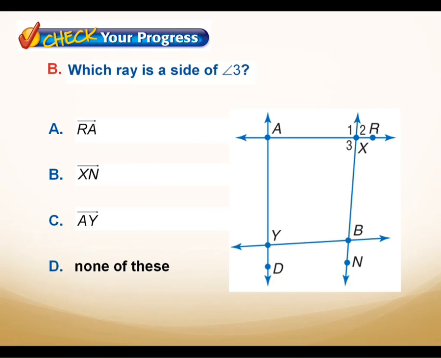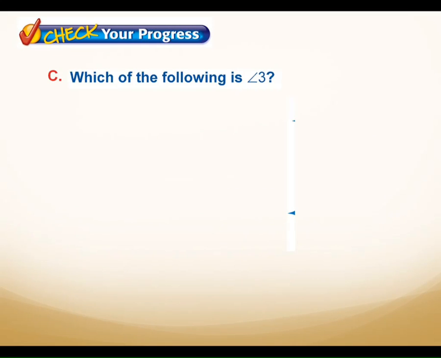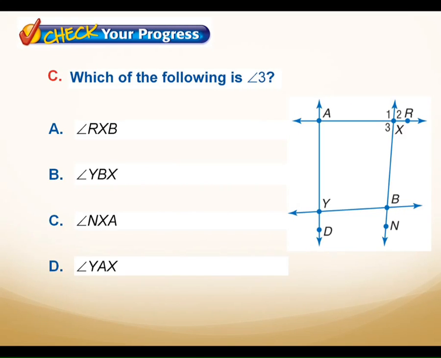Just like before, which ray is a side of angle 3? Here we would call it XN because that's this ray right here. Sorry, Carson. The reason we wouldn't call it RA is because RA goes from here to here. That's a line, not a ray. If we said from R to A, that ray here, it goes a little too far. We would have to call it XA. And another way to name angle 3 is NXA, right? We could have also called it BXA or AXB, and so on.